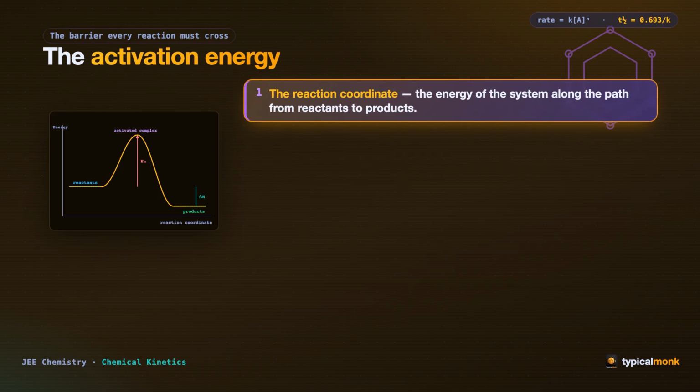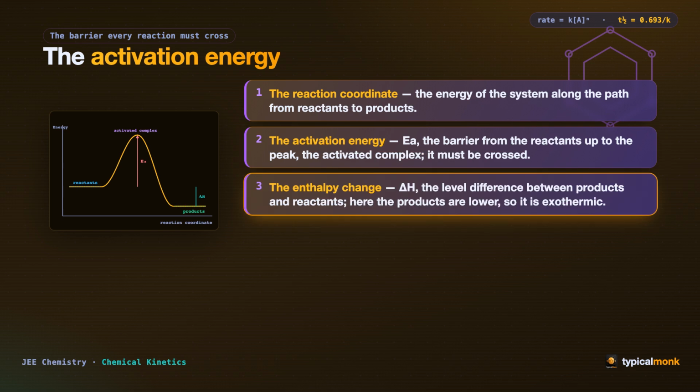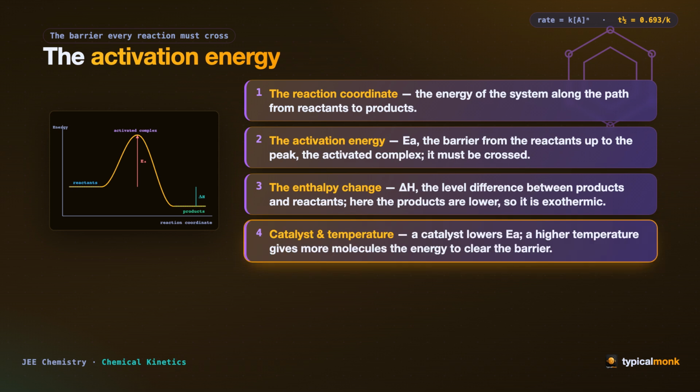Now, the picture behind it all, the barrier every reaction must cross. The reaction coordinate, it plots the energy of the system along the path from reactants to products. The activation energy, it is the barrier, Ea, from the reactants up to the peak, the activated complex, and every reacting pair must cross it. The enthalpy change, delta H, is the difference in level between the products and the reactants. Here, the products sit lower, so the reaction is exothermic. Catalyst and temperature. A catalyst lowers the activation energy, and a higher temperature gives more molecules the energy to clear the barrier.